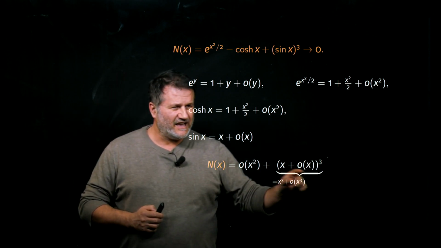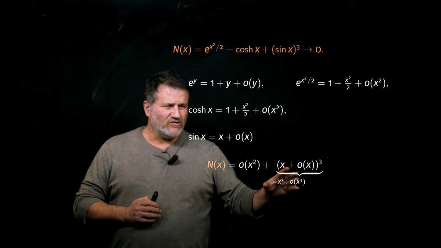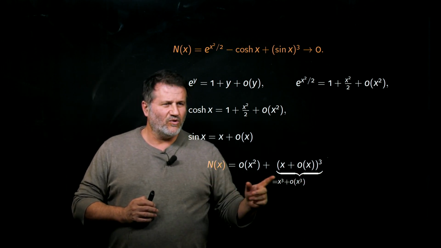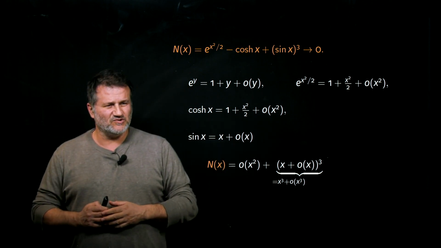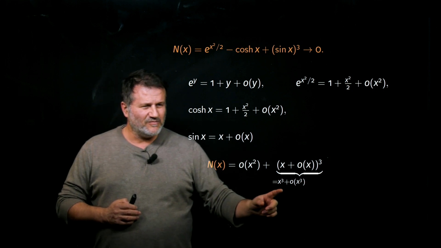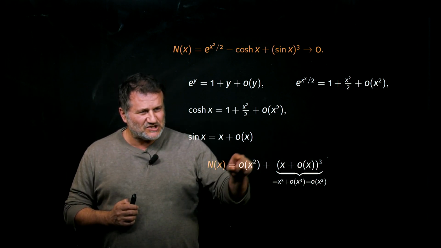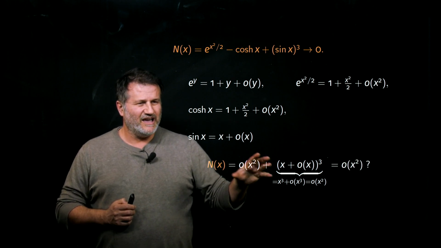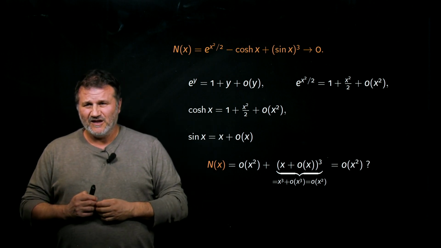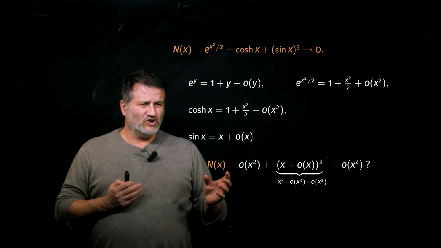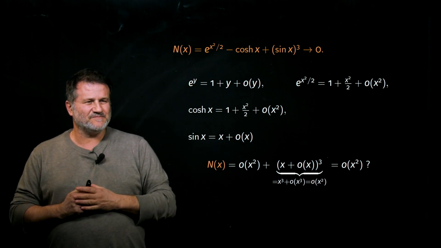Then I have x plus little o of x cubed, which is the sine of x cubed. Now, according to the rules of calculus of little o's, this is, again, x cubed plus little o of x cubed. In fact, both terms here are little o of x squared, so they can be absorbed into this little o, and this leads to the numerator equal to little o of x squared, which is nice. It says that it goes to 0 faster than x squared, but we don't know exactly how fast.